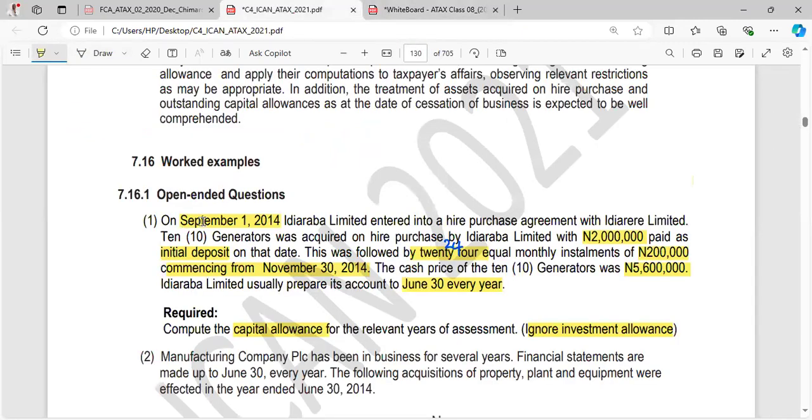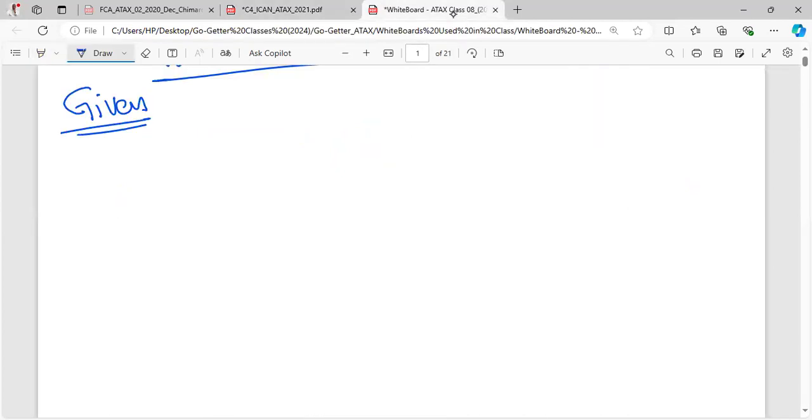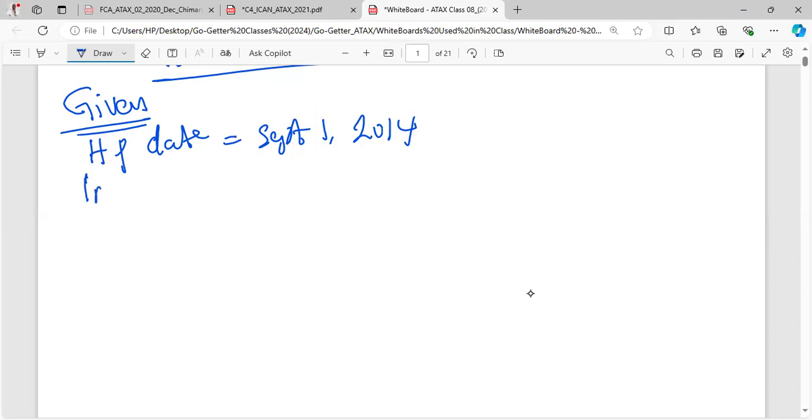Hire purchase was from September 1, 2014. Hire purchase date: September 1, 2014. On that date, we have the initial deposit. Initial deposit, we said it was 2 million.